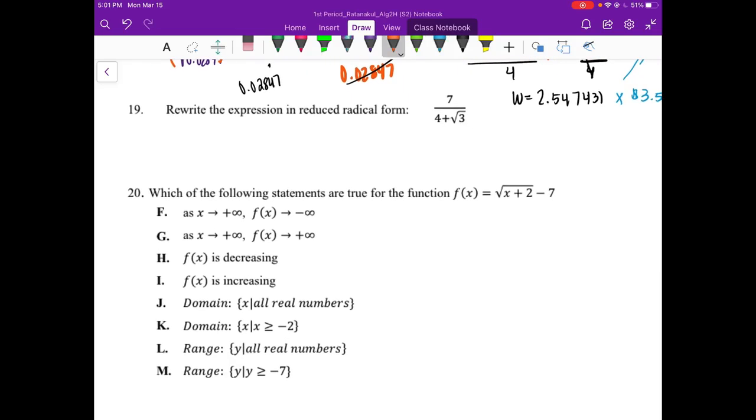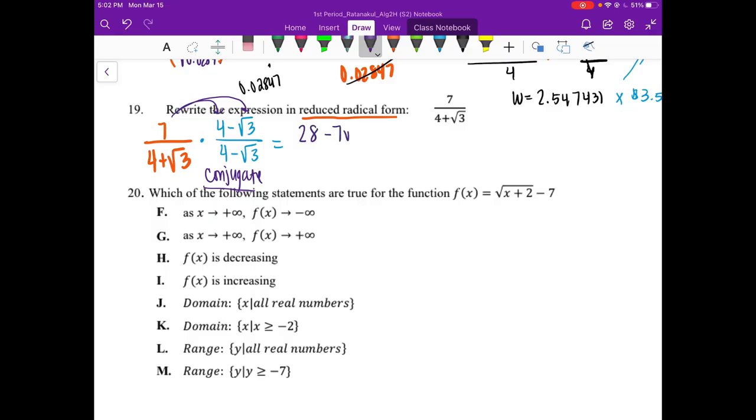Right, number 19, we want to express this in reduced radical form. So we're going to think about rationalizing the denominator. You want to think about the word conjugate. So we're going to multiply the numerator by 4 minus square root of 3 and the denominator by 4 minus square root of 3, which is the conjugate of the denominator. So we're going to distribute the 7. We get 28 minus 7 square root of 3.